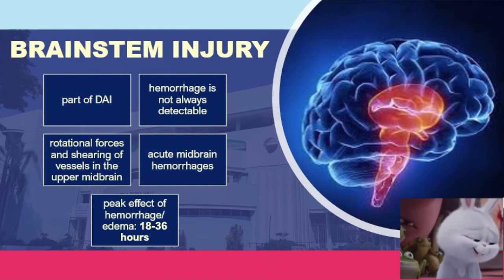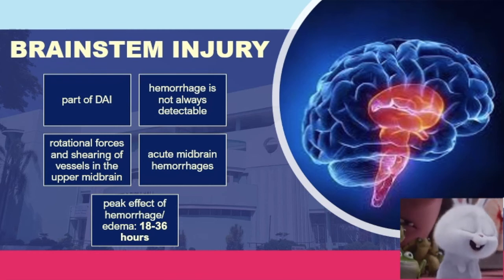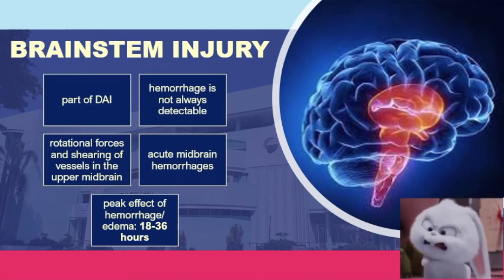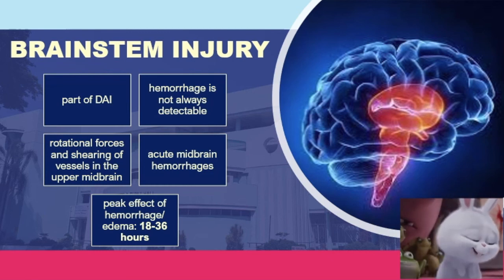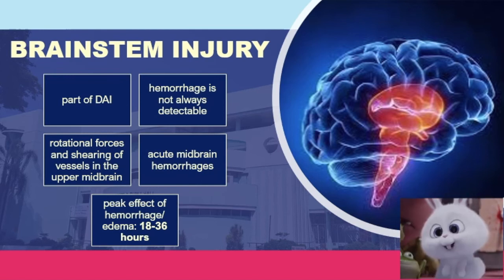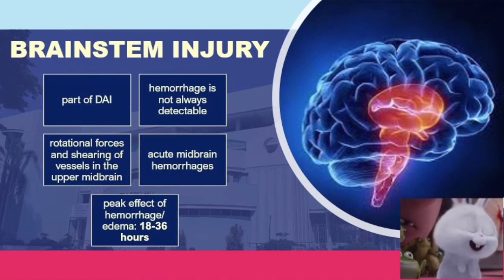Now, brainstem injury is also a part of your DAI. DAI is your diffuse axonal injury. Hemorrhage is not always detectable for these patients. However, rotational forces and shearing of vessels in the upper midbrain may cause this, leading towards acute midbrain hemorrhages. So class, the peak effect of hemorrhage or edema would be within less than 1.5 days or 36 hours. So you have 18 to 36 hours.